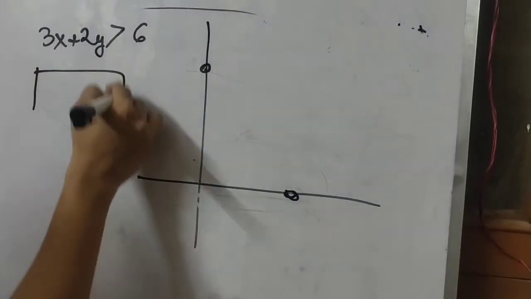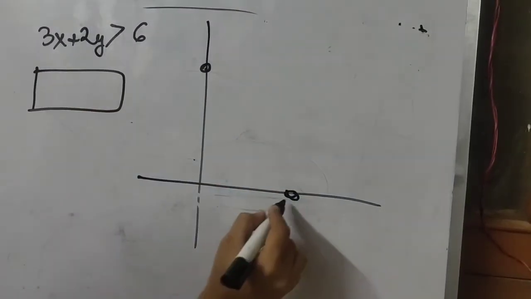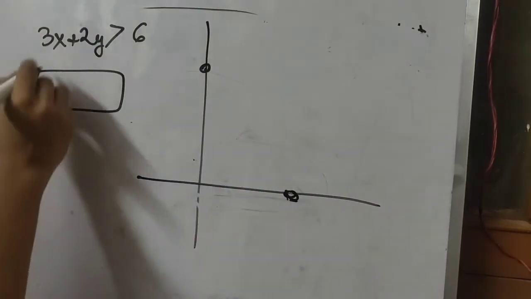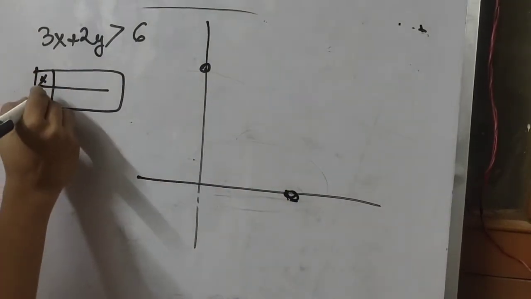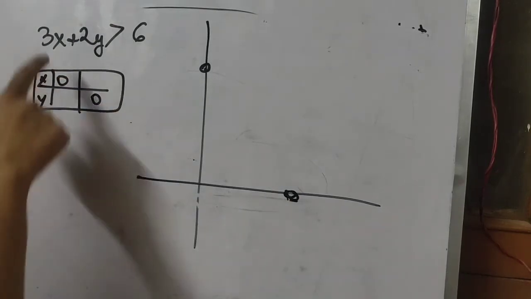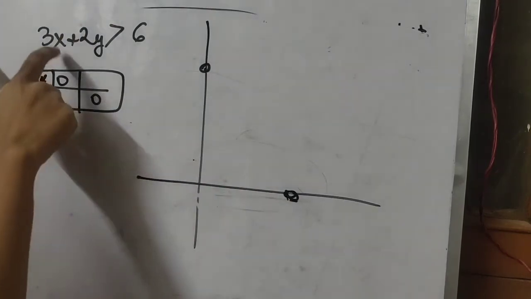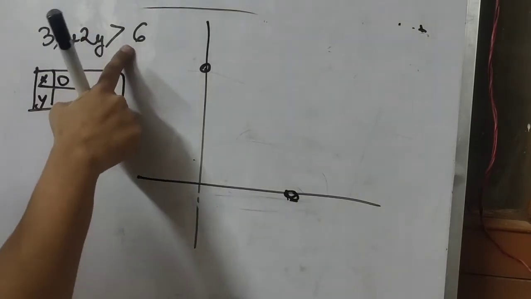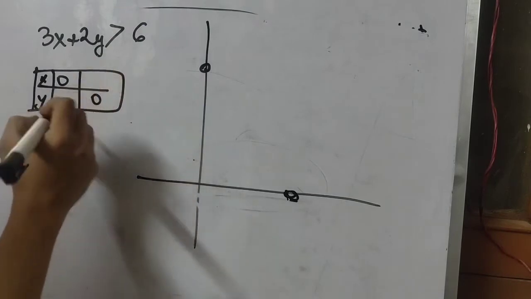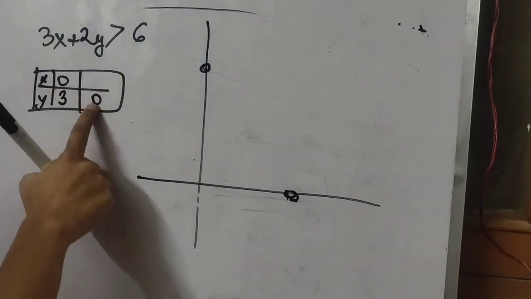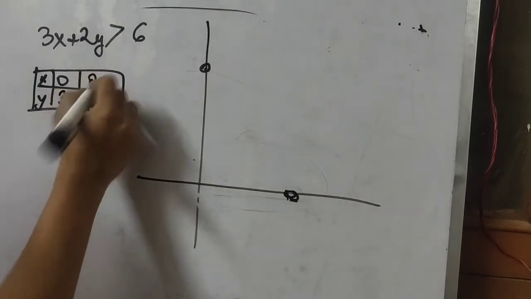So how do we find that? As we know, here we have y equal to 0 and here we have x equal to 0. Keeping that in mind, first we'll keep x as 0 and then we'll keep y as 0 in order to solve the equation. So when your x is 0, your y is 3. Now when your y is 0, your x value will be 2.